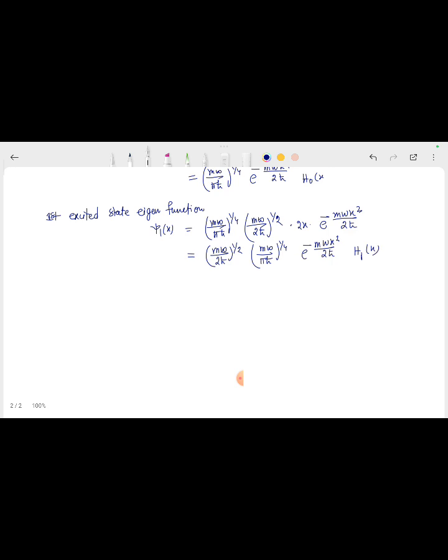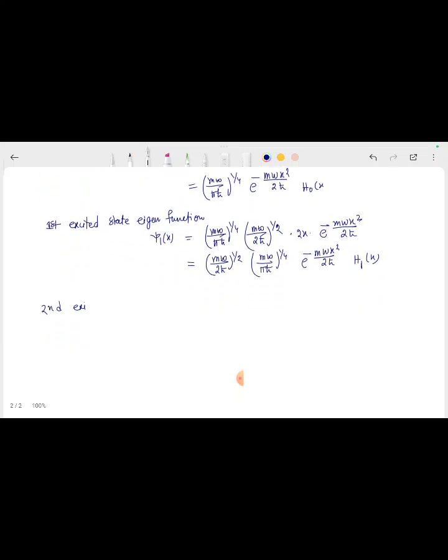H_1(x). Okay. So psi_1(x) is directly proportional to e^(-m omega x^2 / 2h-bar) H_1(x). It's very important. Please remember this. Please remember these expressions. It is very important.